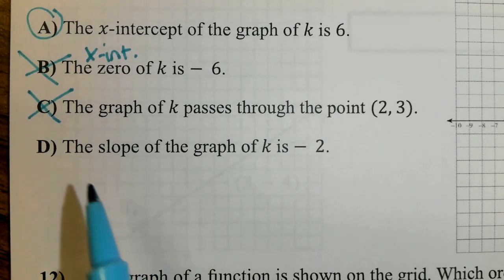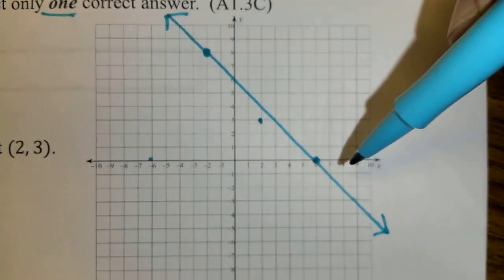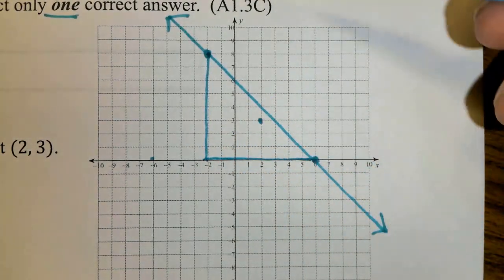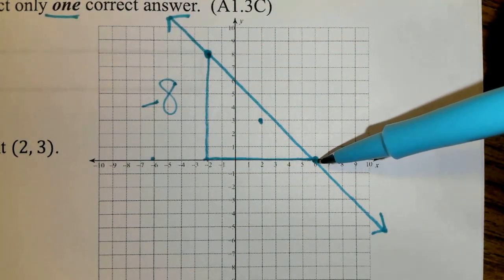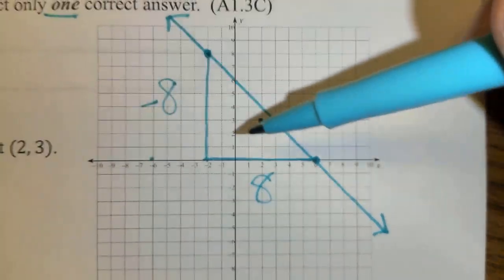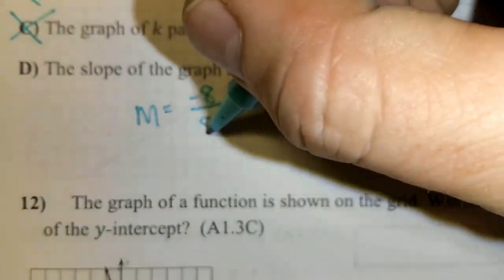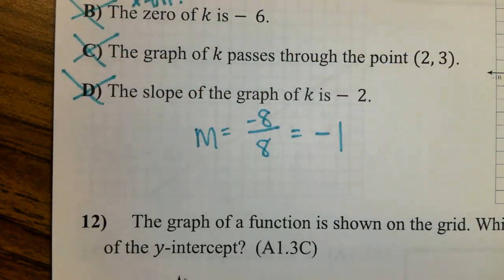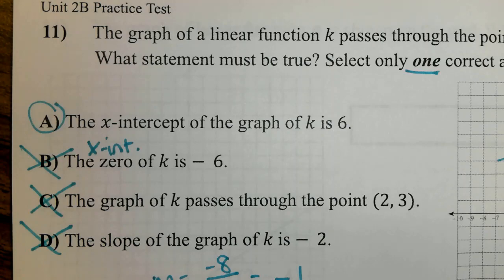And my last answer choice, the slope is -2. Well, I have my 2 points right here. If I want slope, I can just go rise over run. So rise, I go down 8, and then I go over 8. My slope is rise over run, or -8 divided by 8, and that equals -1, which is not -2, and so D is wrong. That's why those 3 are wrong, and A is right.